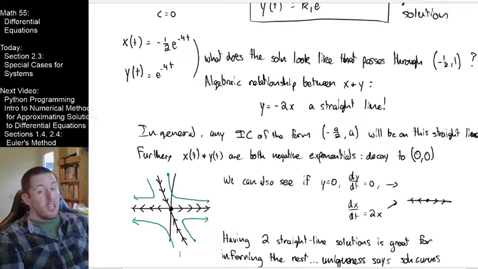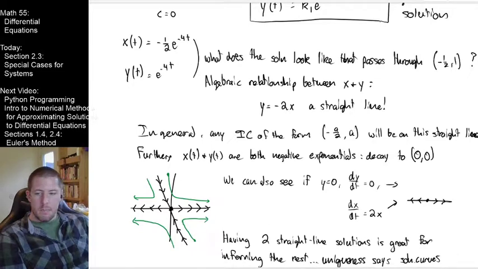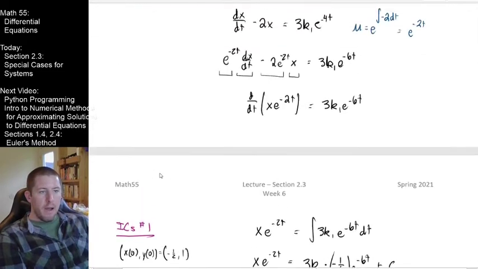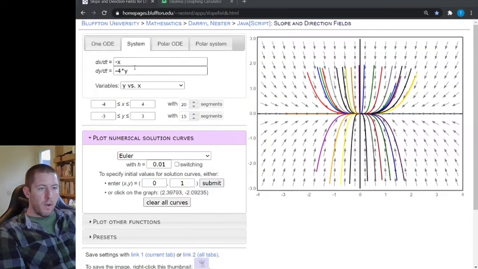Then I'm going to click just 4 times at first, and then I'll go crazy because I want to see if these curves are exactly what we should be anticipating here. So let's go ahead and do this. I want to remind myself what my original differential equation was. 2x plus 3y and negative 4y.